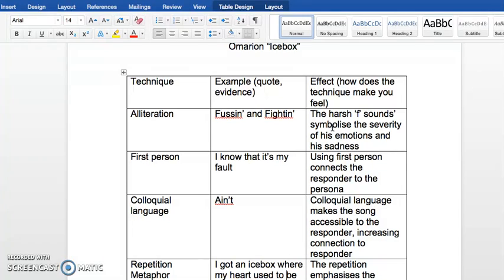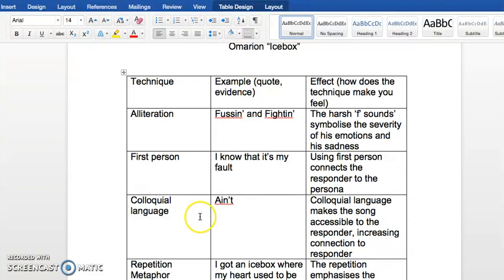So let's go to an easier one if I've sort of lost you here. The technique of first person in the example, I know that it's my fault, helps connect the responder to the persona. Okay? Colloquial language in example 8. Colloquial language makes the song accessible to the responder, increasing the connection to the responder. So already you know by these 3 techniques that you are arguing in this essay that the composer wants the responder to connect to the persona.